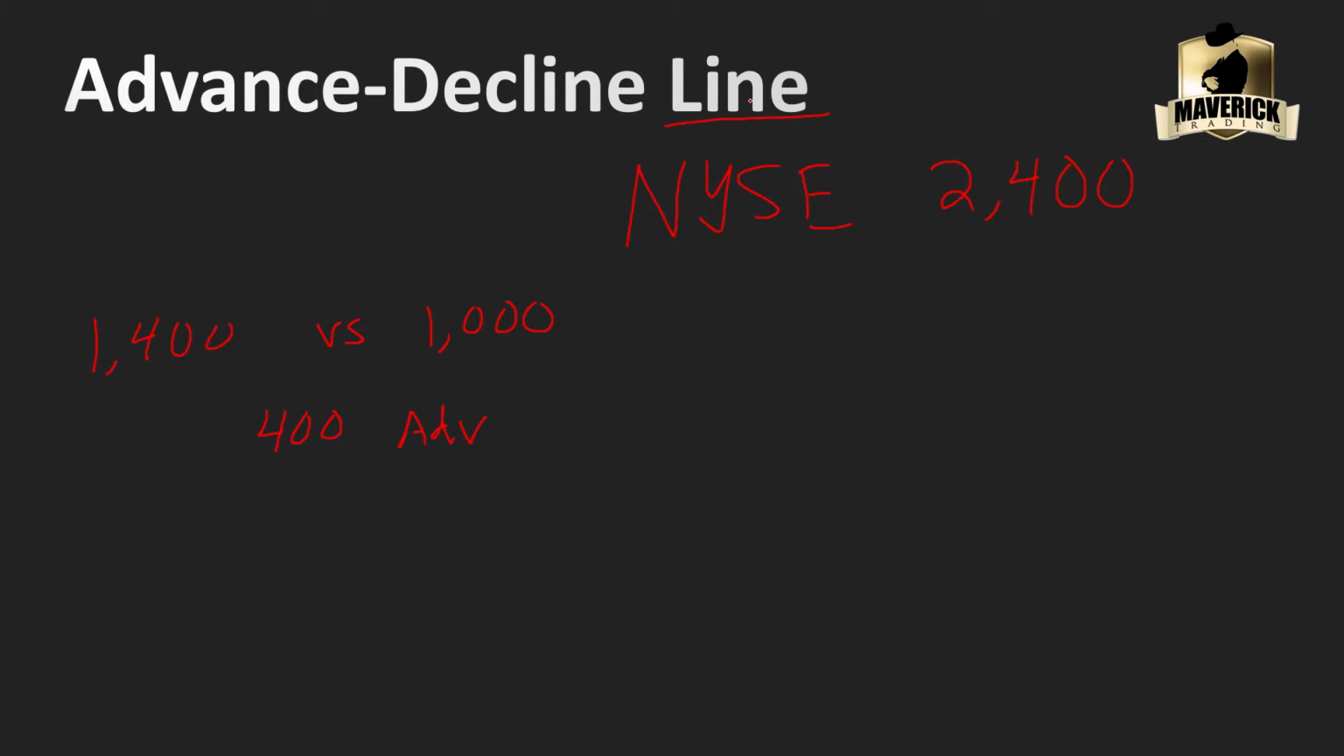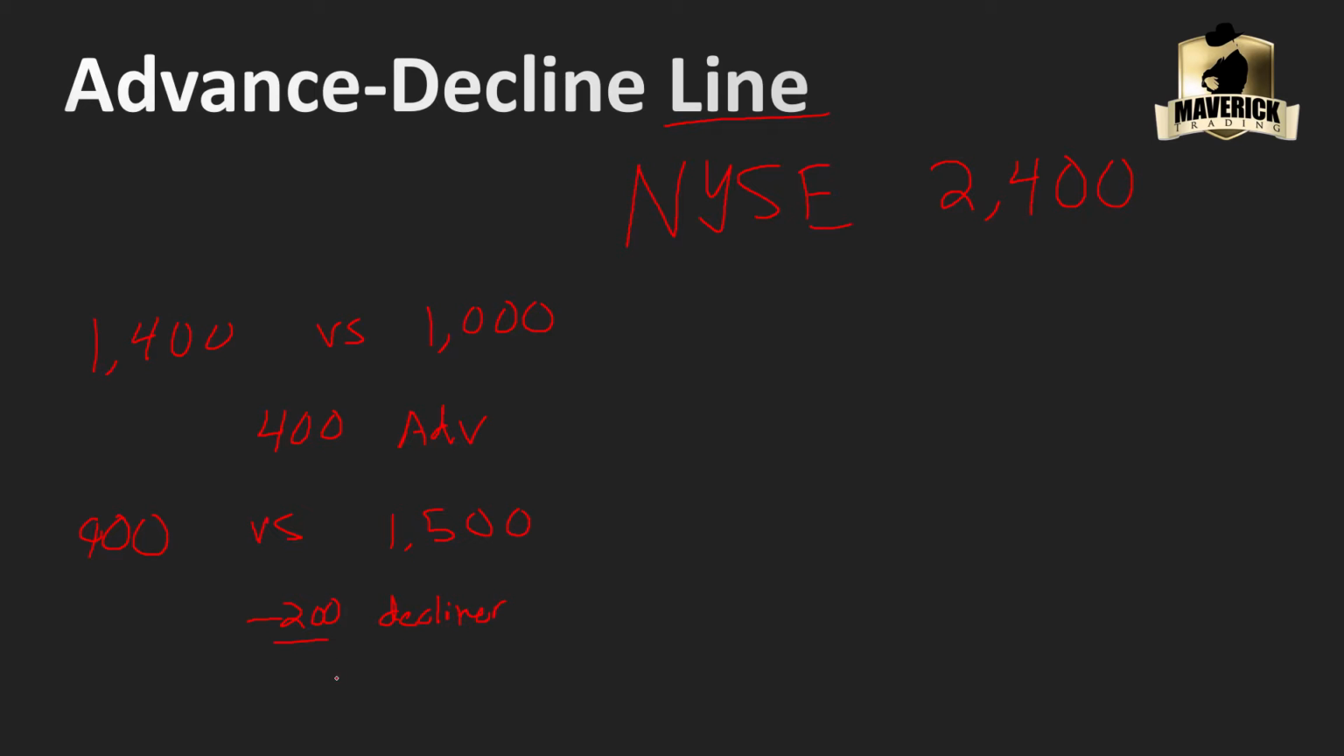This is a cumulative line, so it takes this figure and then the next figure that comes in, it will add or subtract from that. Let's say that the next day you have, let's switch it up, 900 advancers versus 1,500 decliners. In that scenario, you would subtract 600 from the prior, so now you're net minus 200 decliners. It's a cumulative number. It takes today's figure against what the cumulative number was, and it keeps going from there, right? And in that case, it went down.